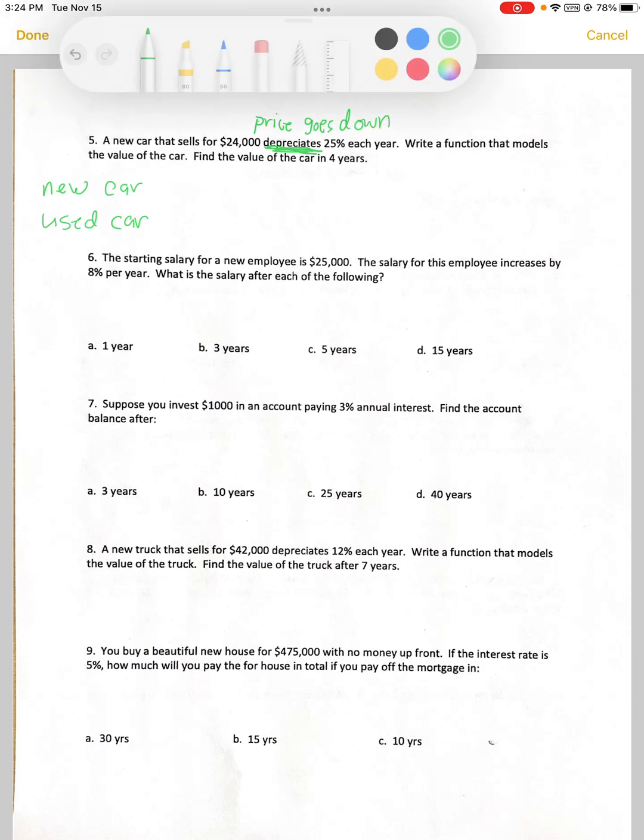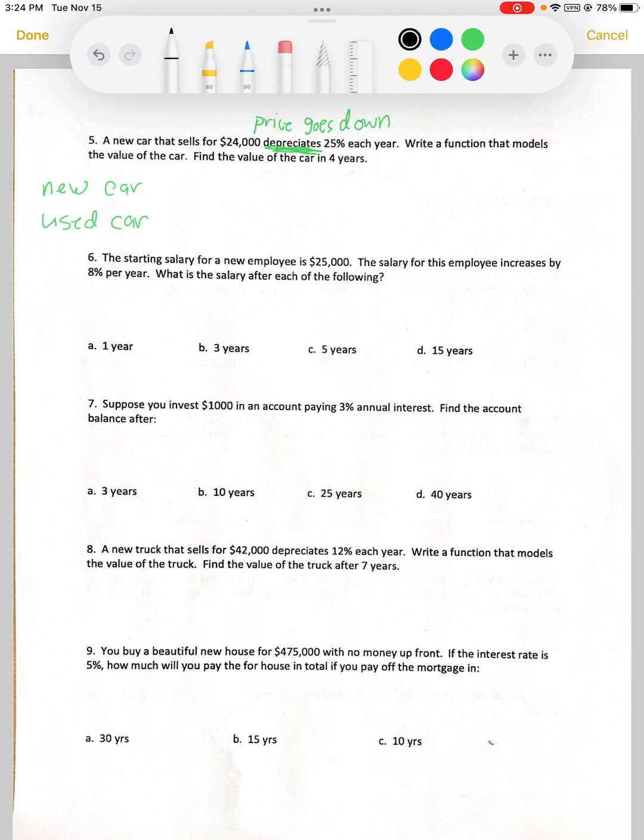The formula is identical with one small change. The formula will be P times 1 minus R raised to the T. We'll use that for number 5. We'll also use it for number 8 because it's got the word depreciates in it. So let's go ahead and figure out what number 5 is. Our P is 24,000 times 1 minus R. Now our rate is 25 over 100 raised to the, our time is 4.